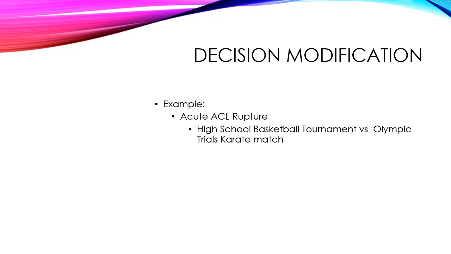So something that recently happened that I was exposed to was this case, and I thought this would be a good discussion point. And so you had two athletes. They both sustained acute ACL ruptures. It was a high school basketball athlete who was a sophomore, and he was in the December part of the season, so the season just ramping up. It was a basketball tournament.